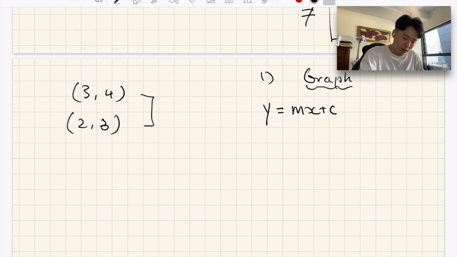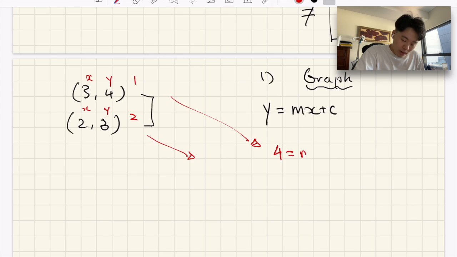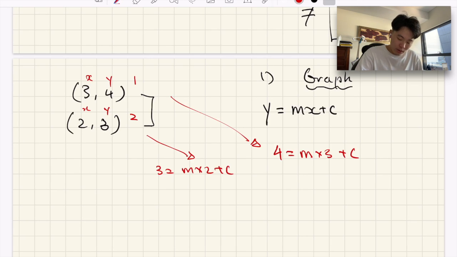Now we just substitute the points in. So I'm going to label this as 1, this as 2, like that, okay? So for number 1, we have x and we have y, and for number 2, we have x and we have y. So we just put it into this equation, right? So 4 is equal to m times 3 plus c. 3 is equal to m times 2 plus c. Do you know how I got there? You just put the 3 from here into x, and you put the 2 here into x here, right? Similarly, y into here, y into here, from this equation, right?